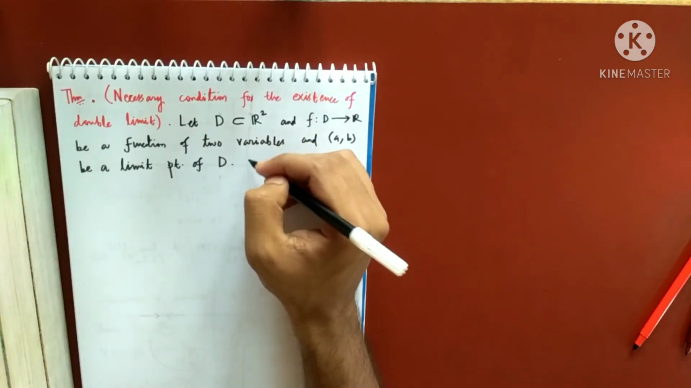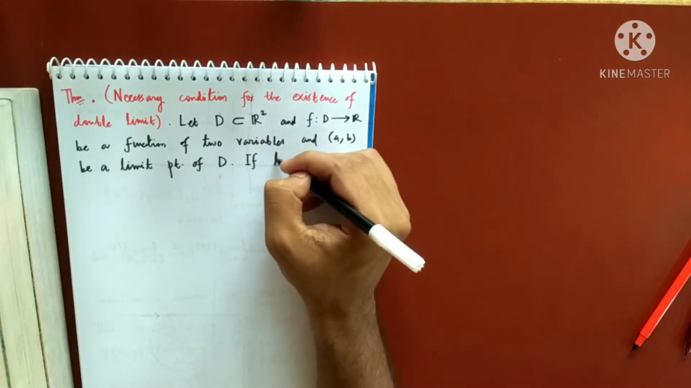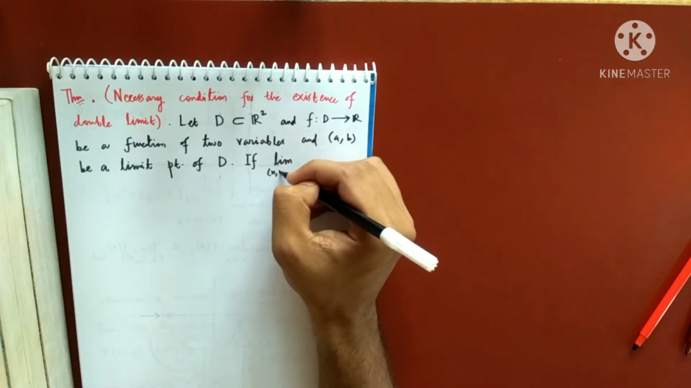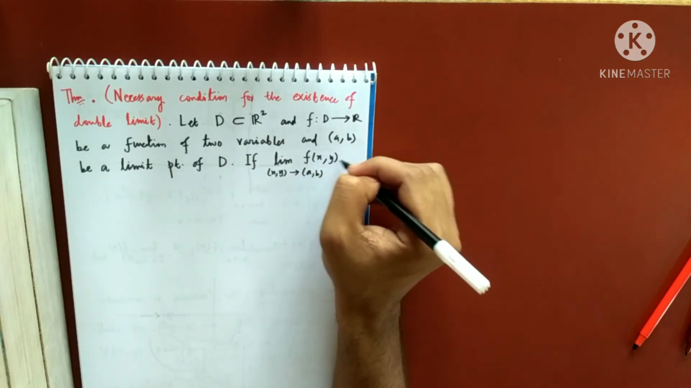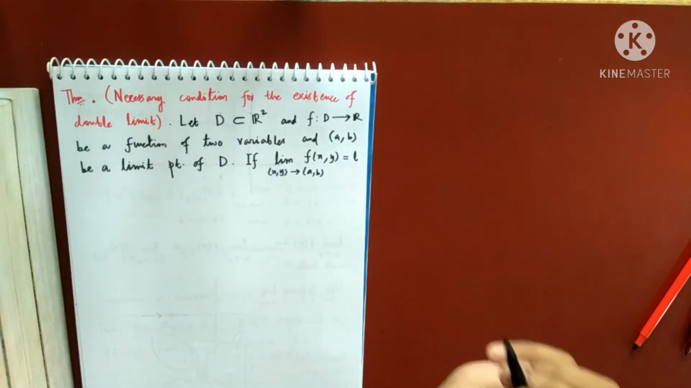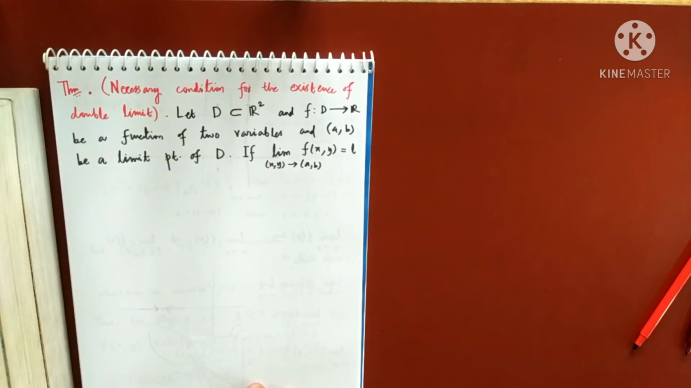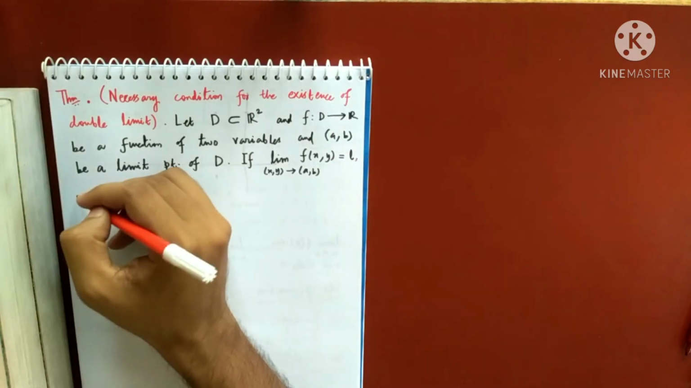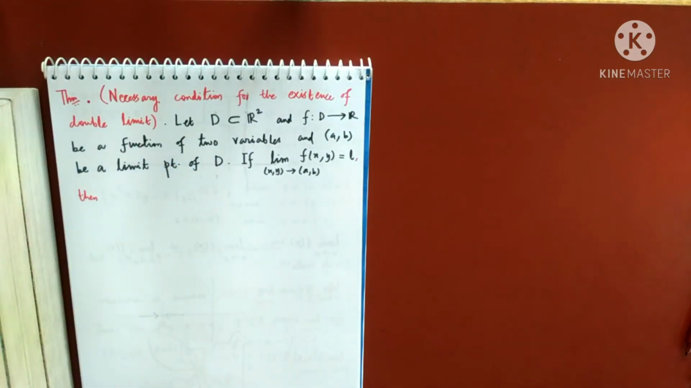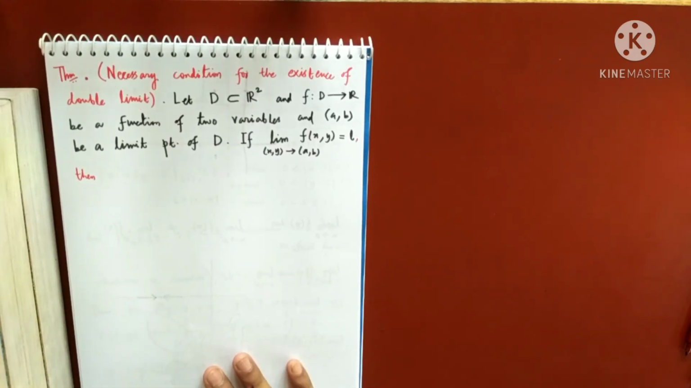Now remember what I am writing. I am definitely assuming that the limit exists. If the limit as (x, y) tends to (a, b) of f(x, y) is some real number L, and if I go using any path towards (a, b), then the limit will also be L. That is what the theorem says. So let me state that. Then what will happen? Then if you go towards (a, b) using any path, your limit will also be L.